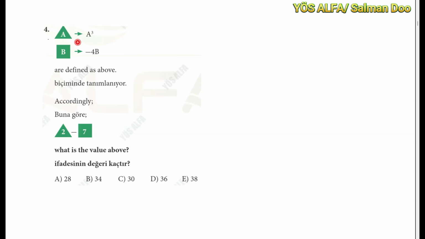4. A and B are defined this way. Accordingly, what is the value of this? So all we have to do is substitute these values into the expressions given above. So when a is 2, a cubed is 8. When b is 7, the result of the operation is minus 28. So we are asked to find 8 minus 28. So the result is going to be 36.